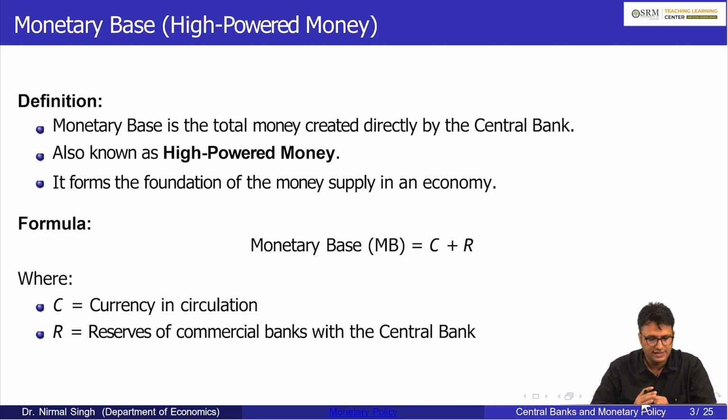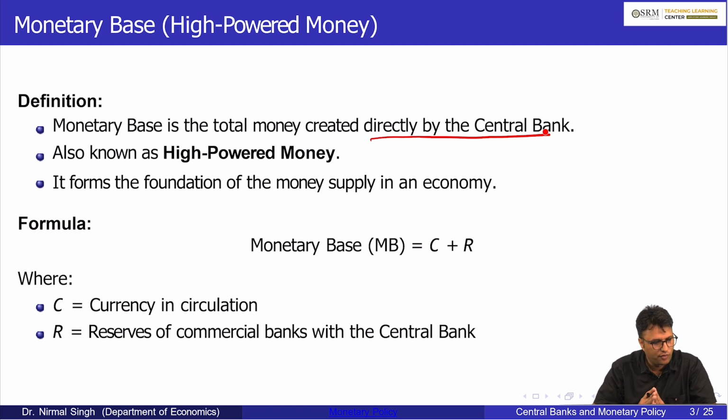Monetary base is the total money created directly by the central bank. Here we need to focus on directly controlled by the central bank. The money which is directly in the control of the central bank, with no other agency or institution having any say in that, is called monetary base money, or the high powered money. It forms the foundation of the money supply in the economy. In due course we will be discussing what the money supply is, but here we need to keep in mind that the money supply happens on this monetary base, known as high powered money.